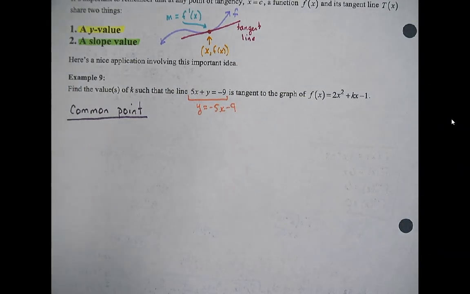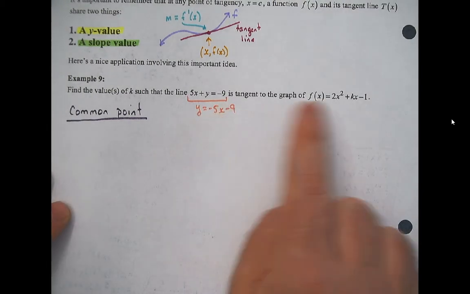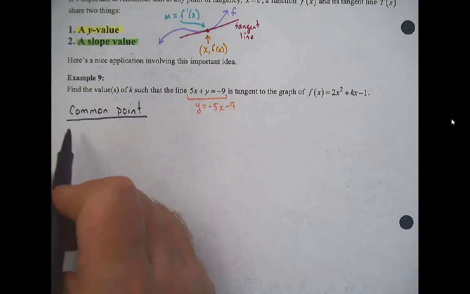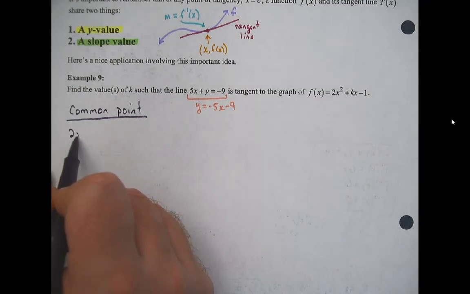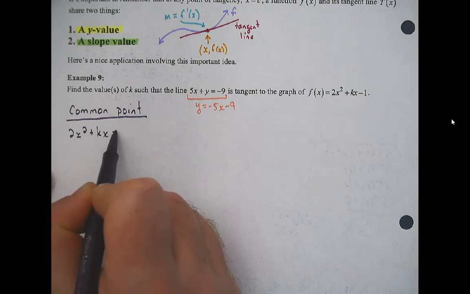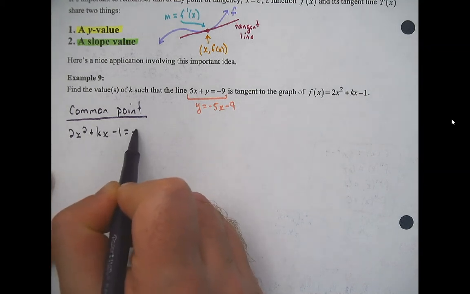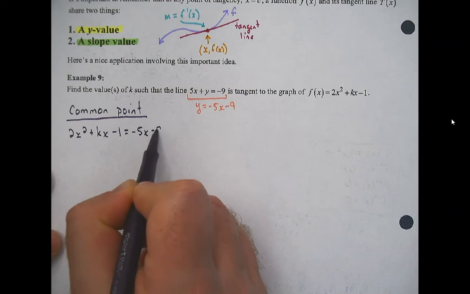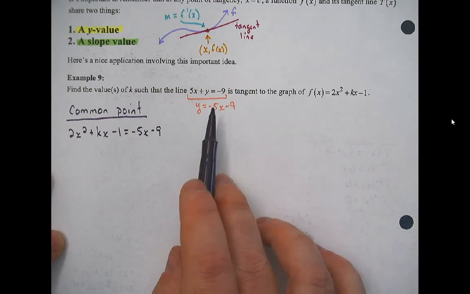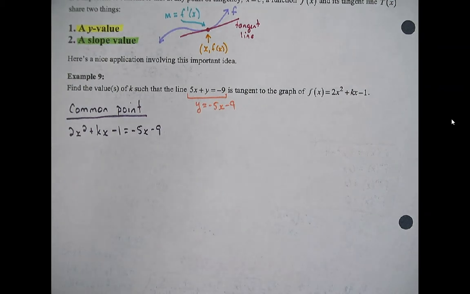So I now can take those together, and I know that we're going to have a common point when this equals that. So I have a common point when 2x squared plus kx minus 1 equals negative 5x minus 9. The height of this is f. The height of this is y. If I want them to be at the same height, I'm going to set them equal to each other.